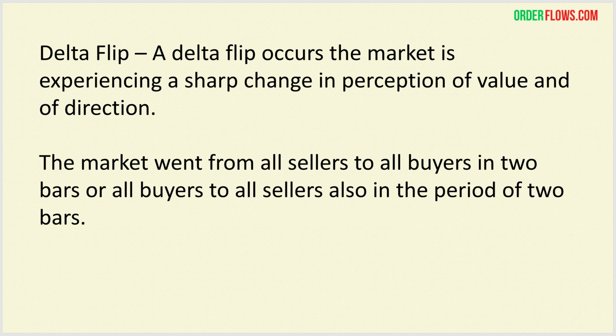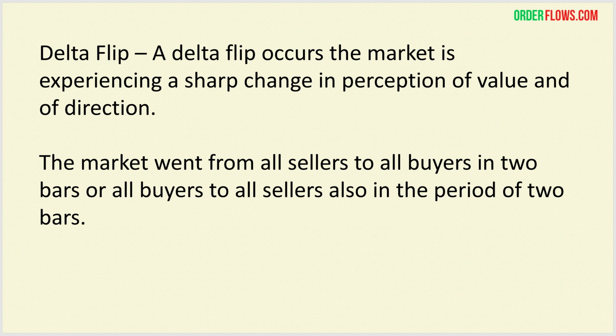Basically, he would work heavy bids or heavy offers in the market to spook the market. Then the market would move, then you'd cancel them, then you'd become a trader in the opposite direction. So he'd put heavy offers in the market to push it down, push it down, push it down. Then boom, all of a sudden he'd buy, big buy order. So he'd flip the market like that. And basically, a delta flip occurs when the market's experiencing a sharp change in perception of value and of direction. Basically the market goes from all sellers to all buyers in 2 bars, or all buyers to all sellers also in a period of 2 bars.